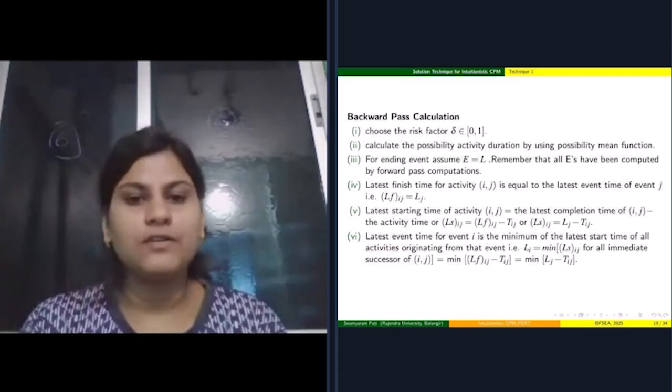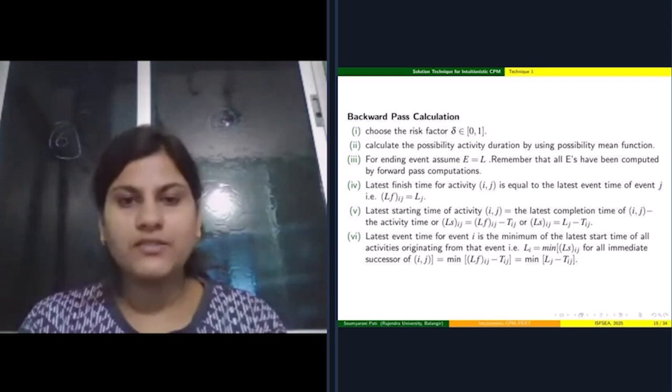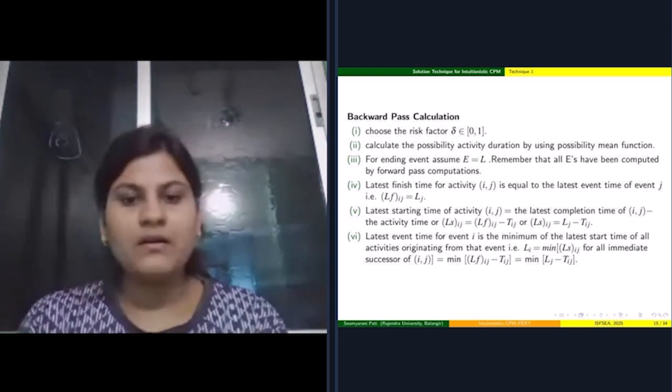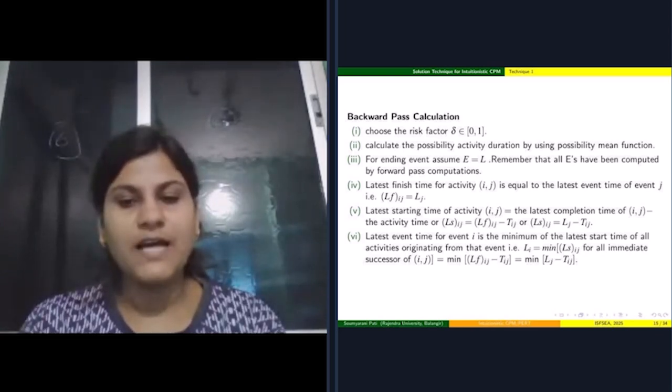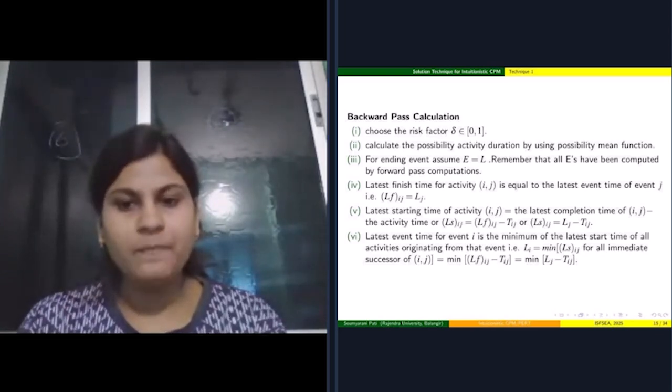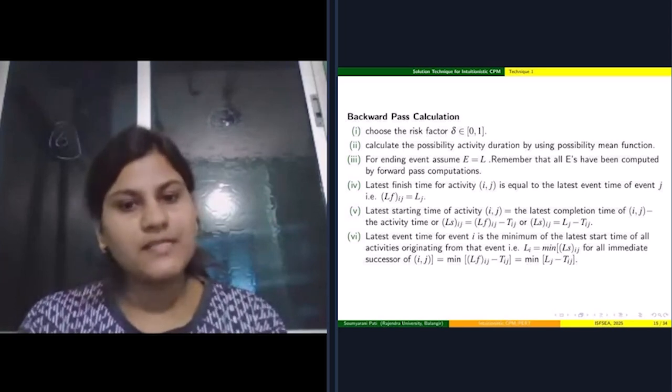This is technique 1 for backward pass calculation. First, choose the risk factor delta belongs to [0, 1]. Calculate the possibility activity duration by using the possibility mean function. For the ending event, assume E equal to L. Remember that all E's have been computed by forward pass calculation.